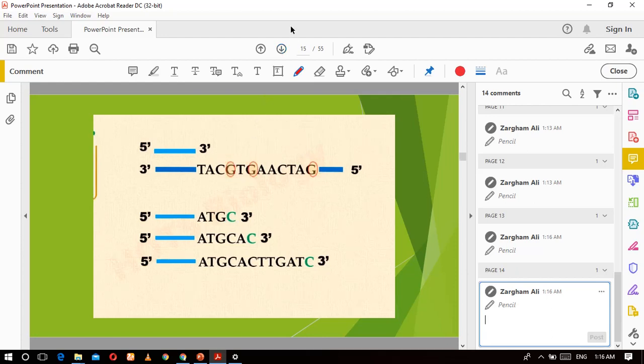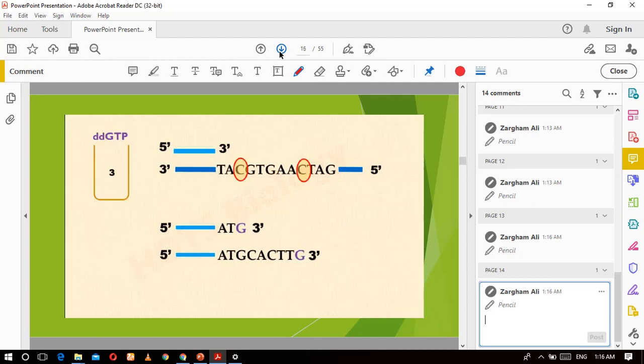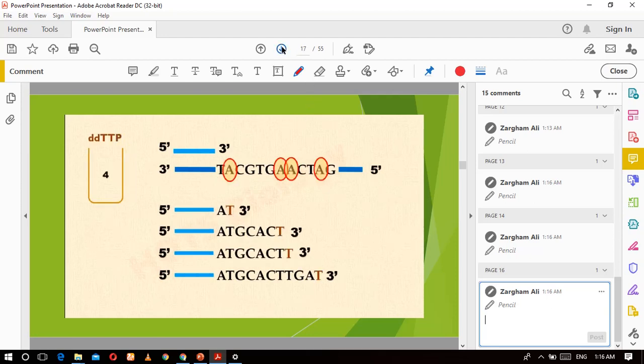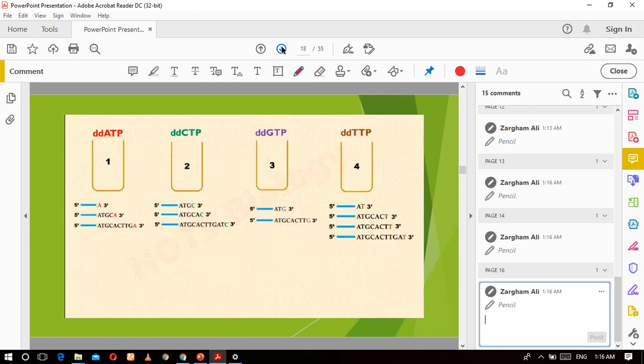And this is again for ddGTP. As you know, C is complementary to G, so two C fragments are produced, as C is there and C is there. This is for ddTTP, exactly the same as I told you earlier.